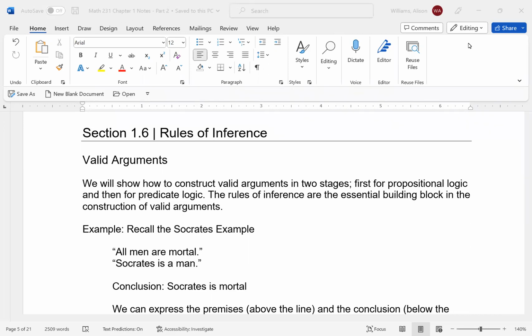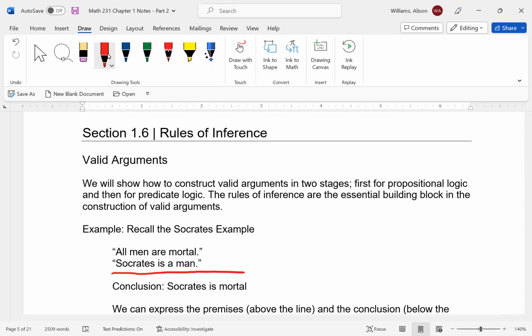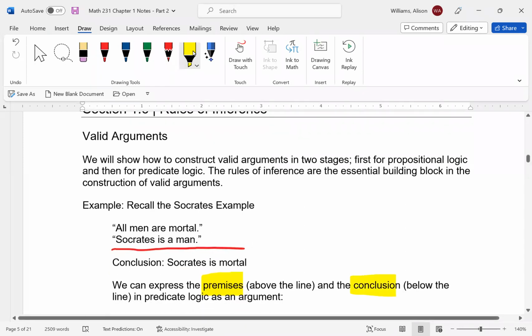Okay, so the first example we've seen like this is the Socrates example, which is all men are mortal. Socrates is a man, so we can conclude that Socrates is mortal. Okay, so I just realized that they referred to a line that's definitely not there. This is supposedly the line. These are called the premises. The premises are above the line. The conclusion is below the line.